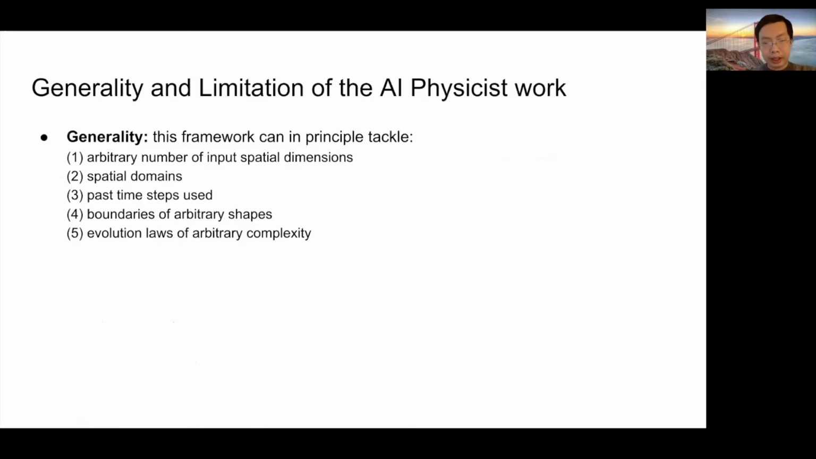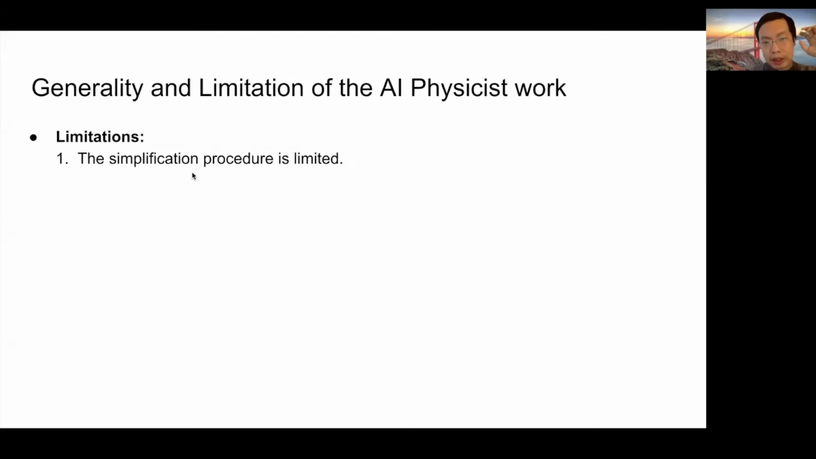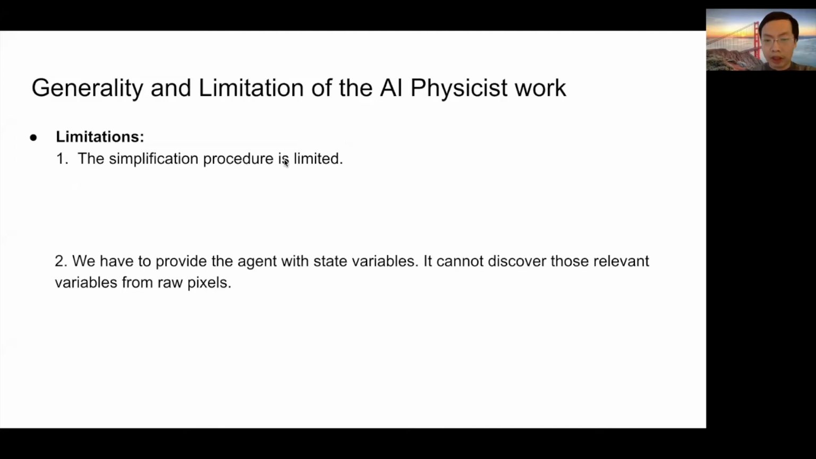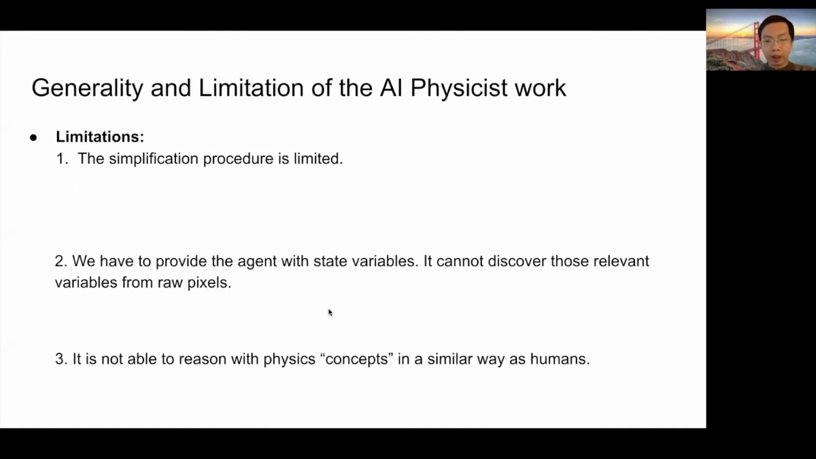Although this framework is tested in some simple domains, it is very general in the sense that it can be applied to an arbitrary number of input dimensions, as well as spatial dimensions and past time steps, as well as the shape of the boundary and the evolution law of arbitrary complexity, because it starts with a neural network. And then we want to try to find different domains. But it also has some limitations, in which the simplification is quite limited. And also we have to provide the agent with the state variables, and it cannot deal with raw pixels. And it's also not able to reason with concepts in physics in a similar way.